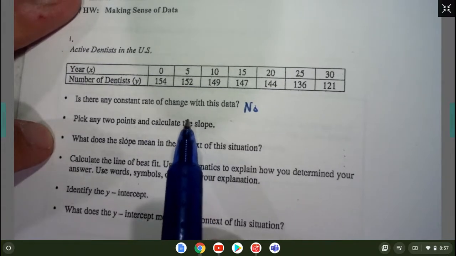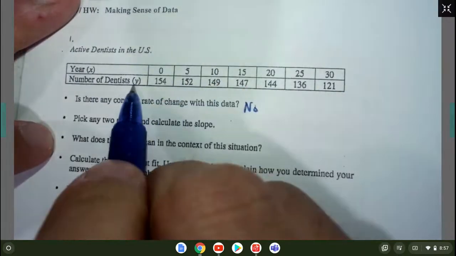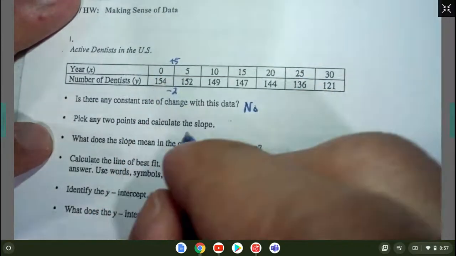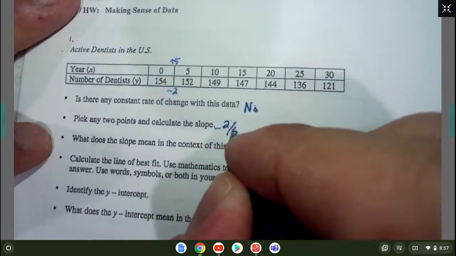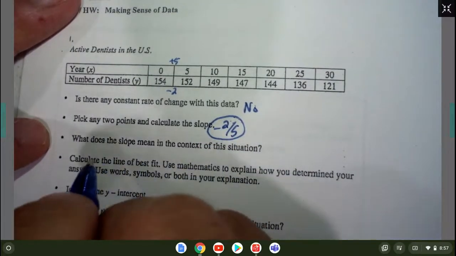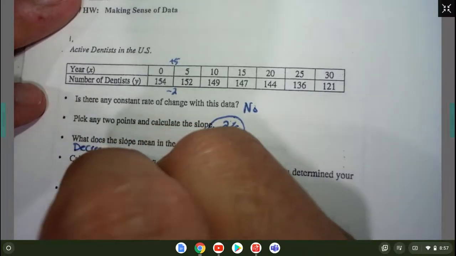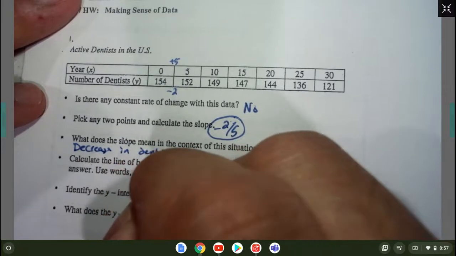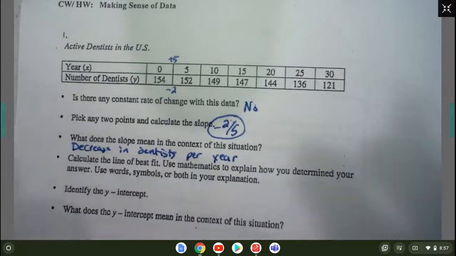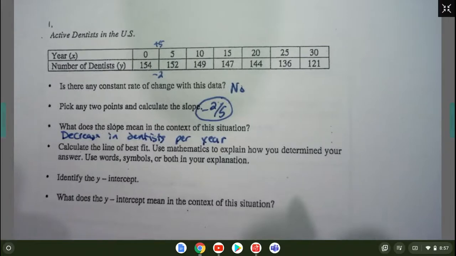It says pick any 2 points and calculate the slope. We can do this. This would be down 2, and this would be up 5. So this would be -2/5. That'd be our slope there. What does slope mean in the context of the situation? It's the decrease in dentists per year. We're losing 2/5 of a dentist per year. Doesn't really make sense when you think of it that way, but we lost 2 in 5 years, so that's what that means.